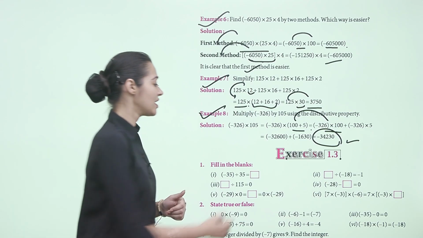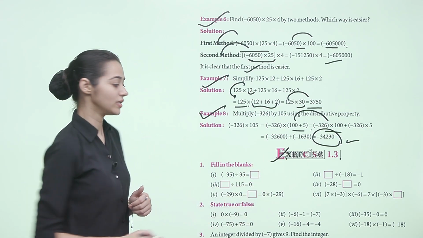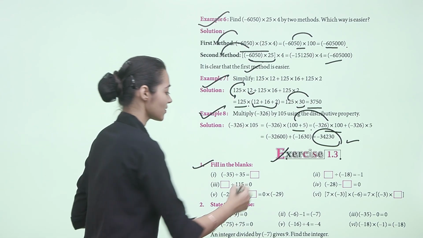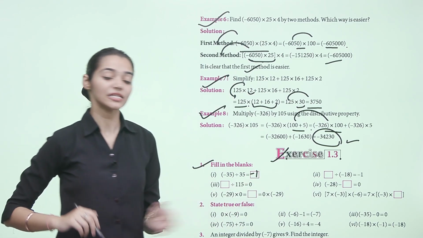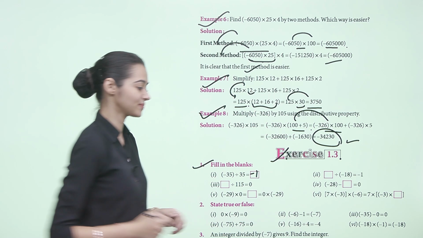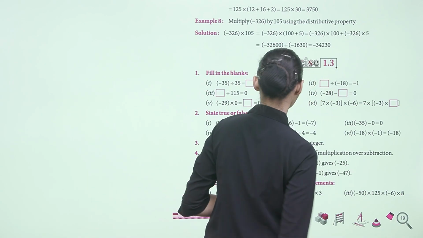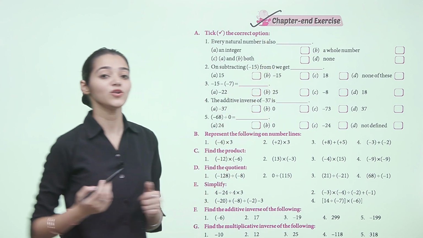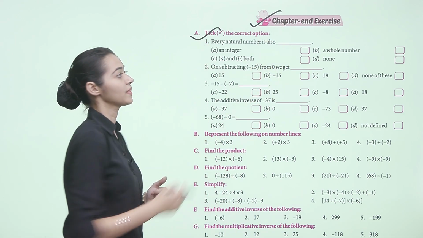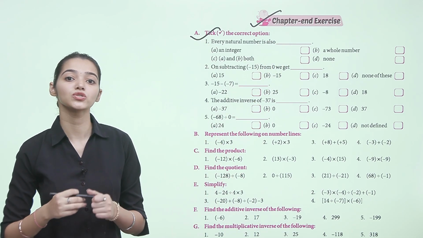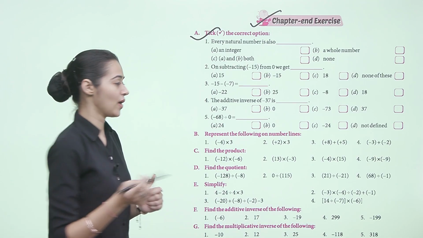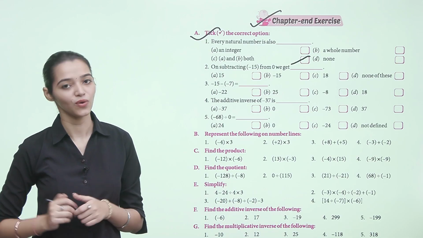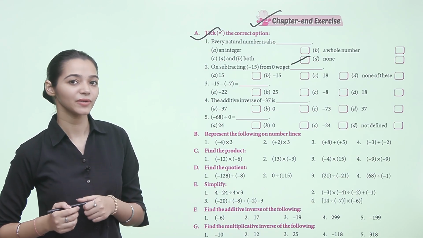Now let's start with our exercise 1.3. Here we have to fill in the blanks. Minus 35 divided by 35 is what? Minus 1. That's how you can complete the remaining ones. Now let's look at the chapter end exercise. Here we have to choose the correct option. Every natural number is also a whole number. Both A and B, that is an integer, also a whole number. That's how you have to complete the remaining ones.